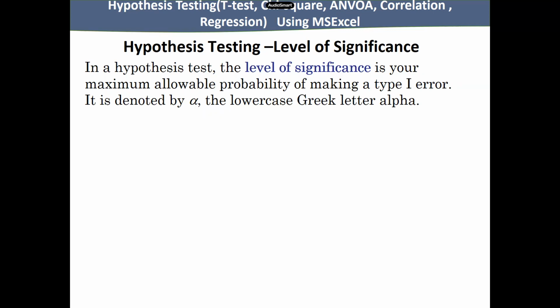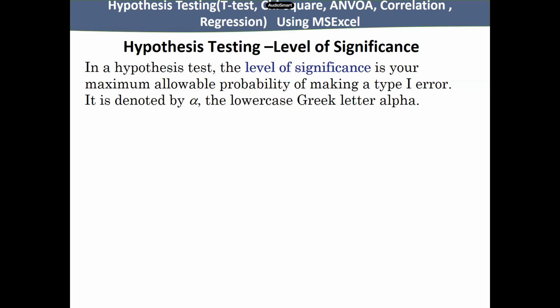And then you see this thing coming up most times, and people don't want to hear. So in a hypothesis test, the significance level is your maximum allowable probability of making a type 1 error. Look at it. It is your maximum allowable probability of making a type 1 error. And a type 1 error is when a null hypothesis is rejected when it is true.